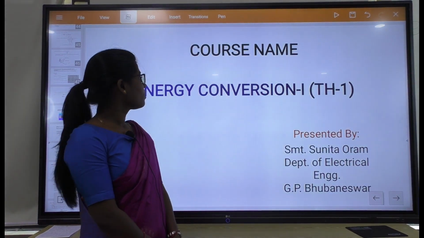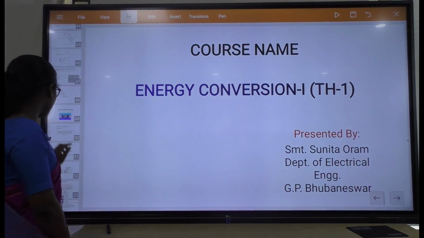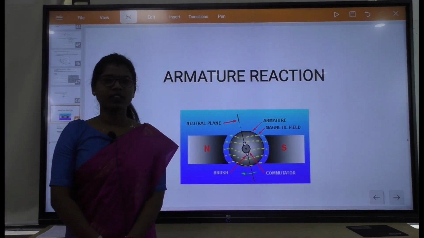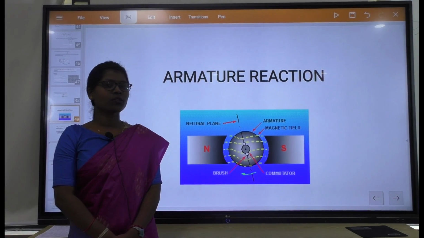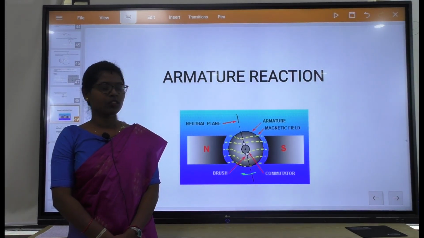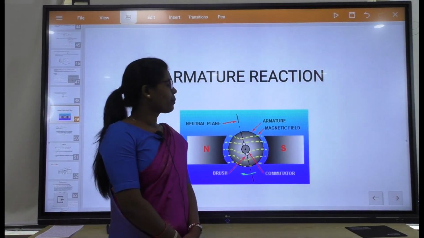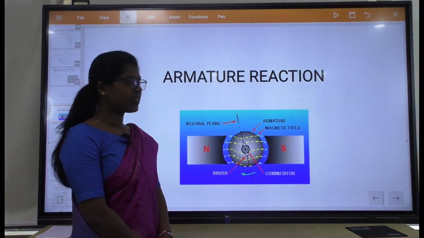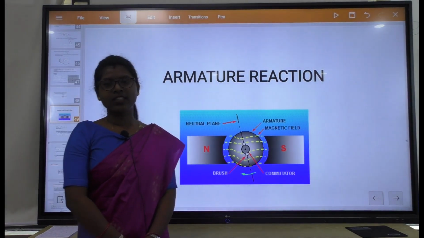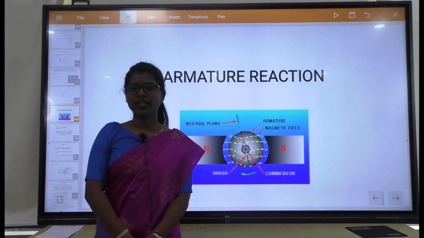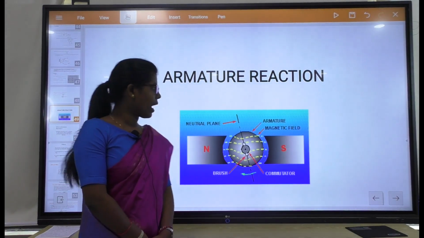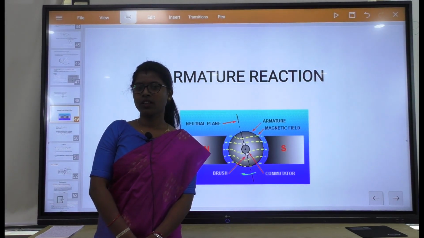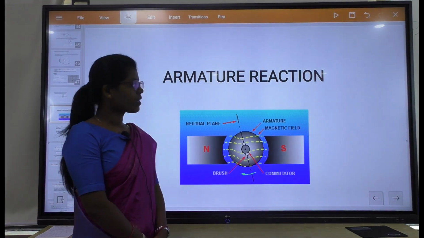Today we are going to discuss the topic armature reaction. Okay. So armature reaction, before going to the topic, first we will know what is armature reaction. After completion of this topic, you will be able to define what is armature reaction, what is geometrical neutral axis, what is magnetic neutral axis, and what are the effects of armature reaction on DC generator. So first we will know what is armature reaction.